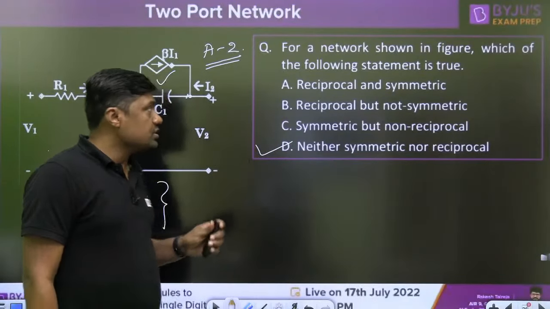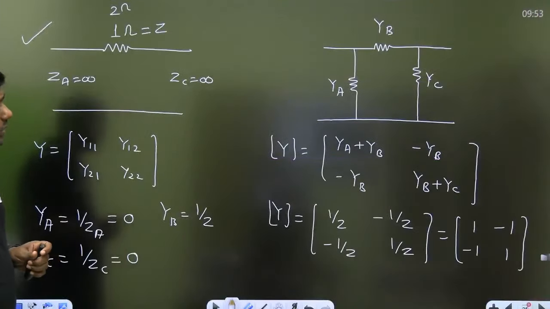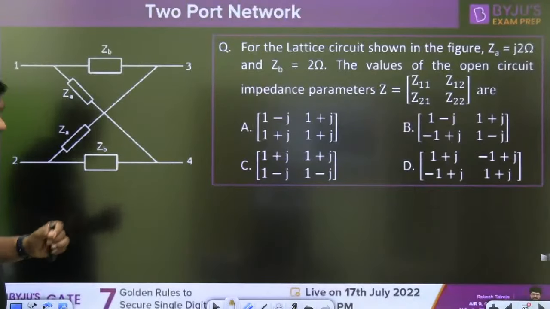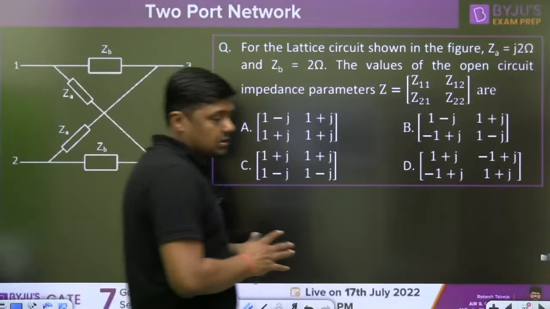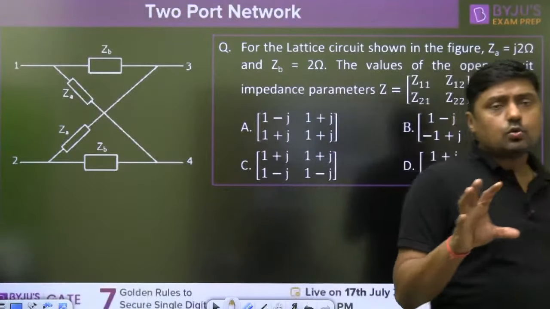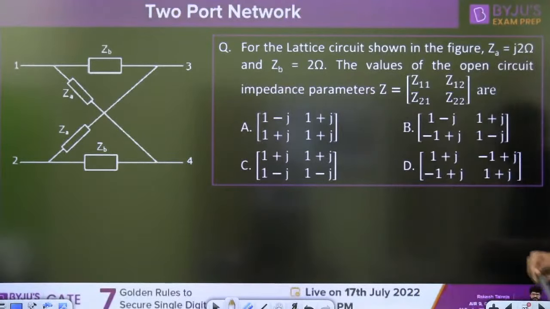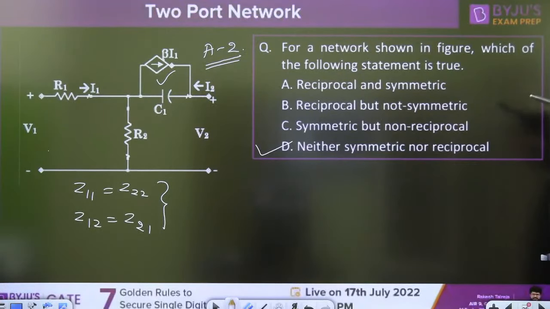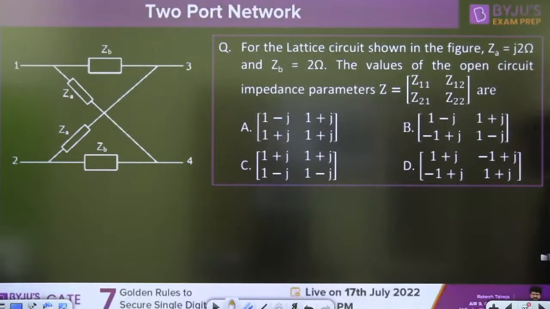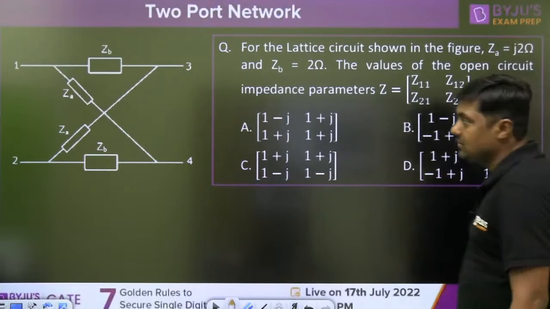This type of questions you may expect. Finally, a question on lattice network. So what was the assignment for this question? You have to verify, that is, you have to find that Z11 is not equal to Z22, and Z12 is not equal to Z21. Verify it. Last, lattice network.